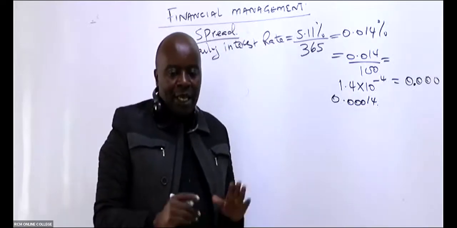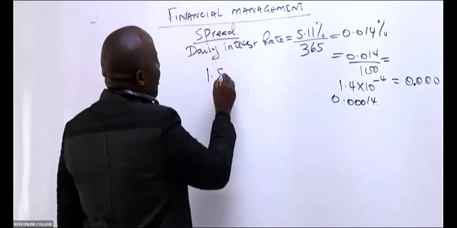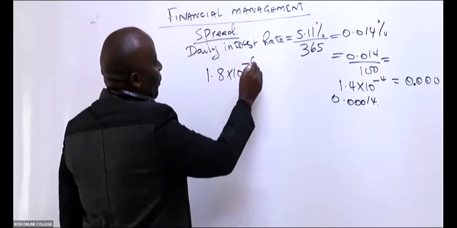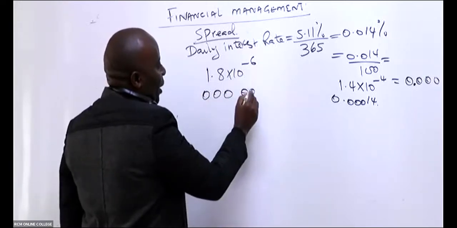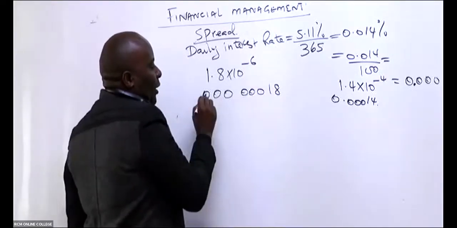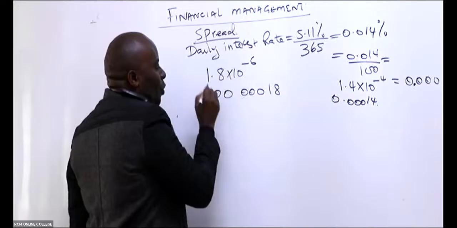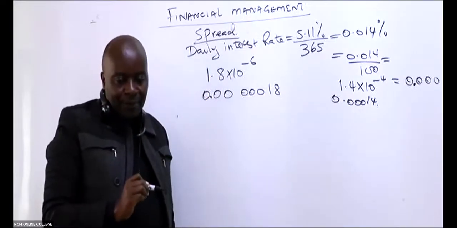So is that okay up to here, ladies and gentlemen? If, for example, they tell you 1.8 times 10 raised to negative 6, you simply write 6 zeros, and then you write 18 without putting a decimal. And then in between the first 2 zeros, you put a decimal. That is very, very important.